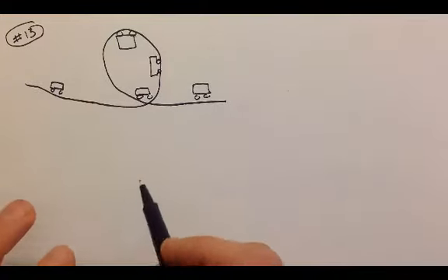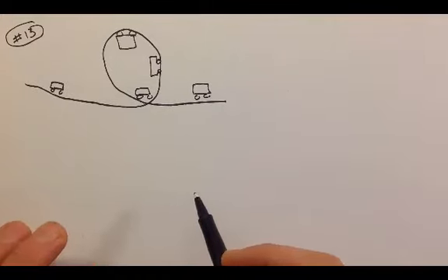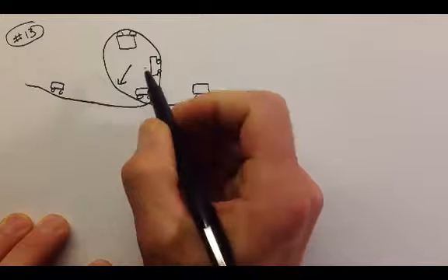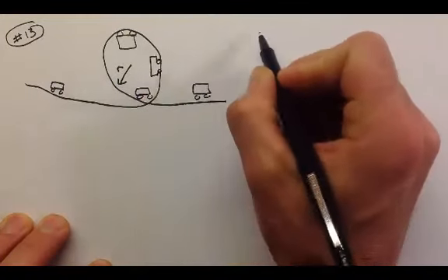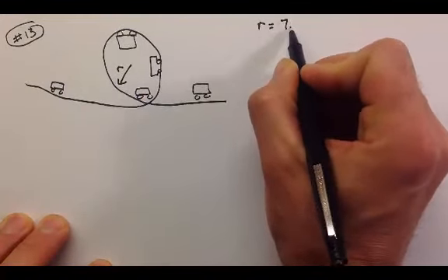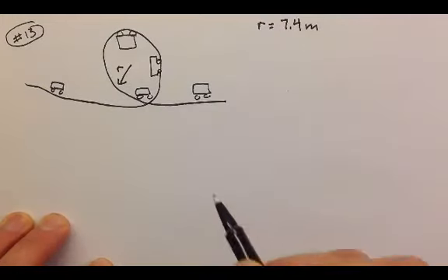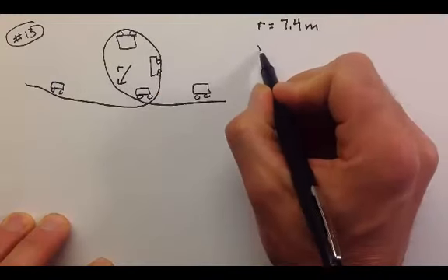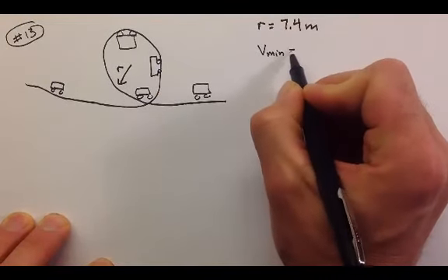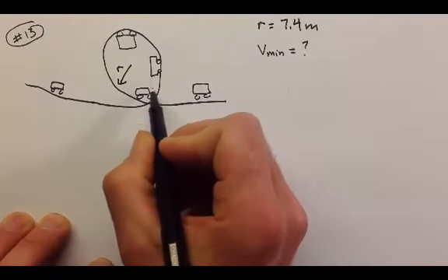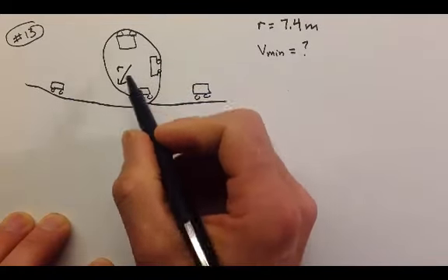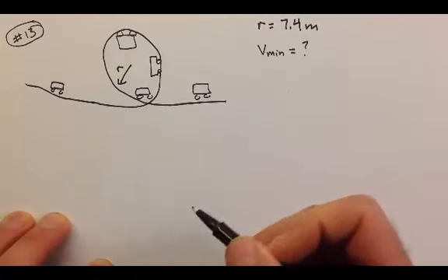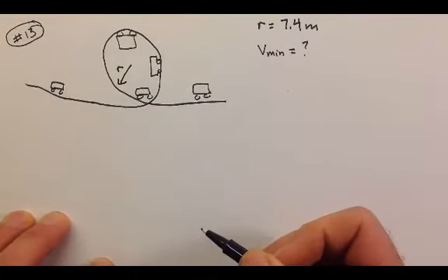Okay. So in our roller coaster problem, we are told that we have a loop-de-loop, right? And the radius r of our loop is 7.4 meters. The question that is asked is, when you are at the top, what is the minimum speed that the car could be going without the person falling out of the car? Because obviously, if you're designing a roller coaster ride, we would hope it would be safe.